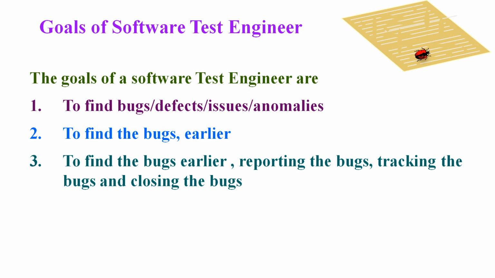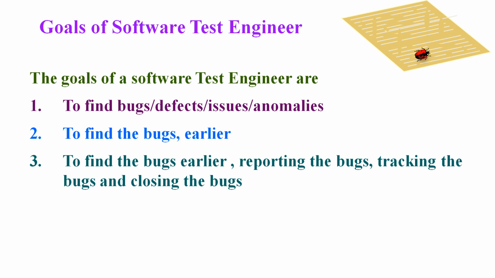Now, what are the different goals of the software test engineer? The main goal, the main aim of the software test engineer is to find the defects. You have to find the defects at the earlier stages only. After finding the defects, what are you supposed to do? You have to report the defects. After reporting the defects, you have to track the defects and close the defect.